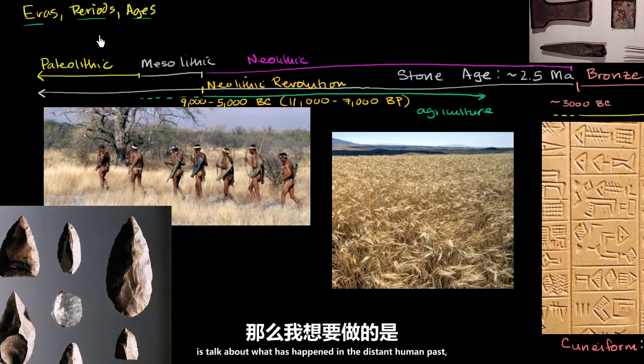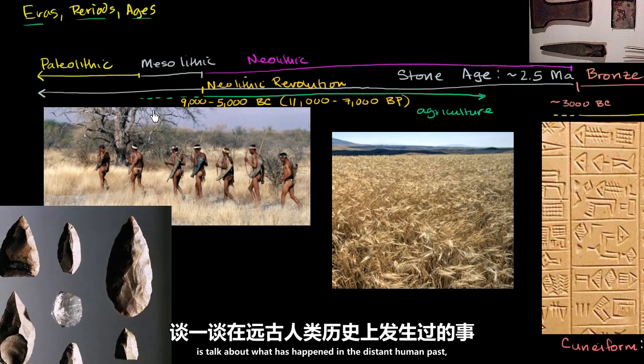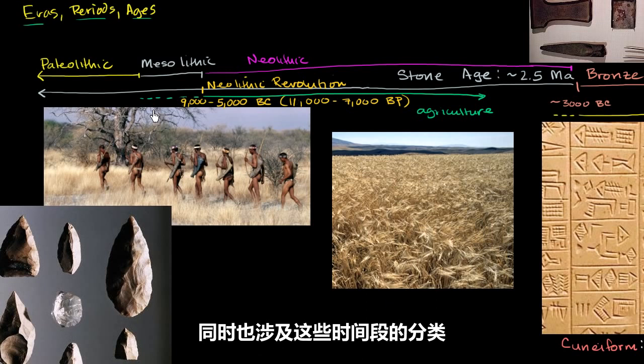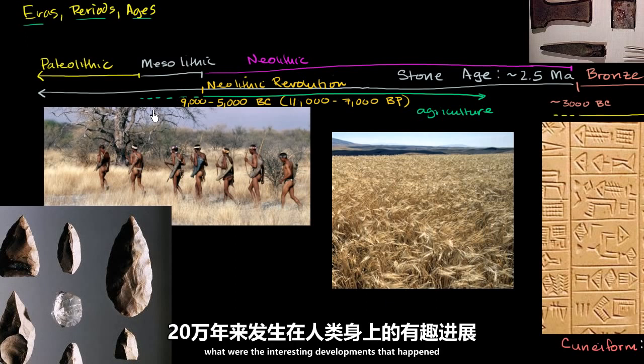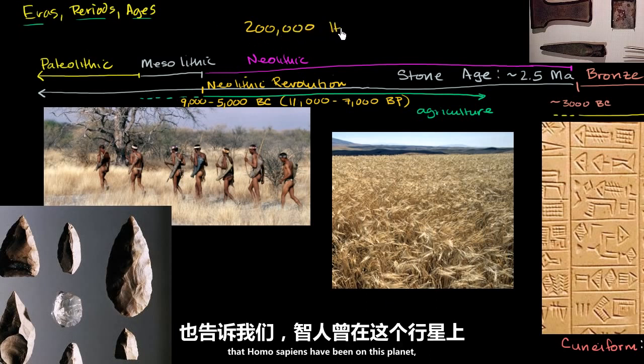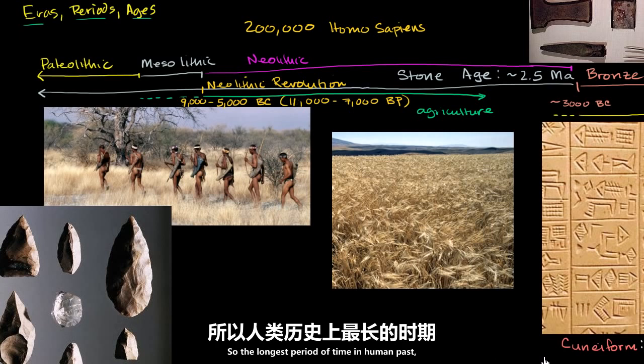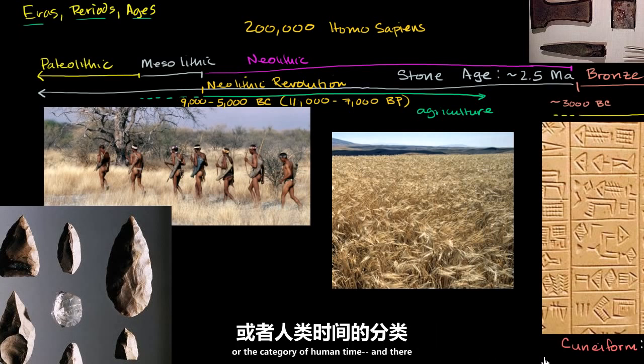So what I want to do with that out of the way is talk about what has happened in the distant human past or the distant pre-human past, and also touch on some of the classifications for these segments of time, because they actually tell us what were the interesting developments that happened to humanity over the 200,000 years that Homo sapiens have been on this planet, or that we believe that Homo sapiens have been on this planet. So the longest period of time in human past, and there's different ways we can categorize it, is the Paleolithic era right over here.